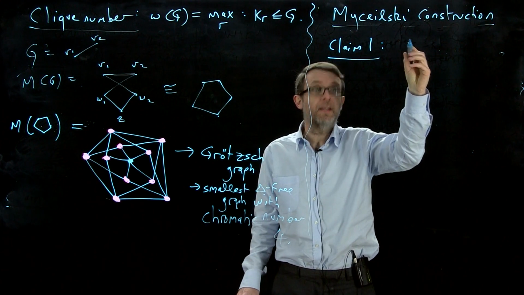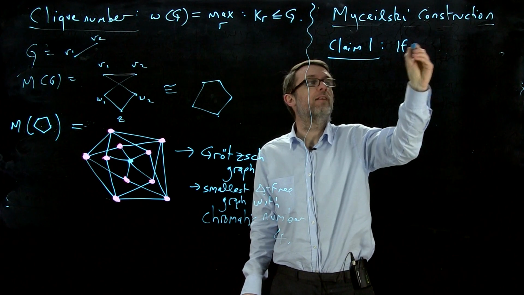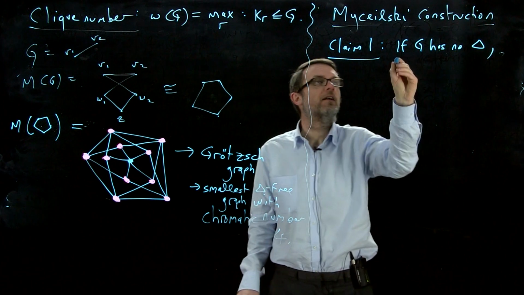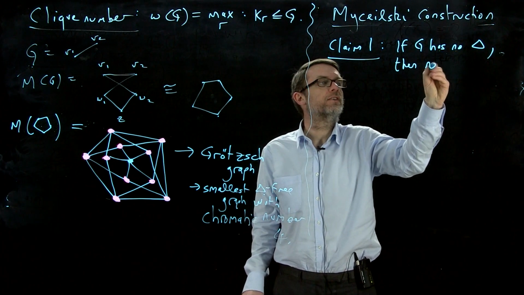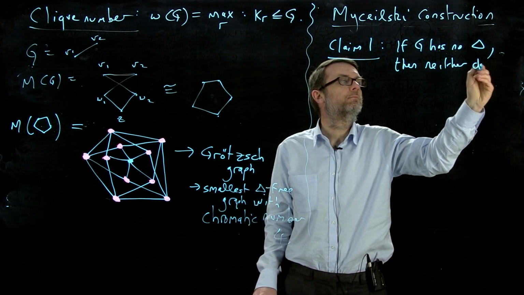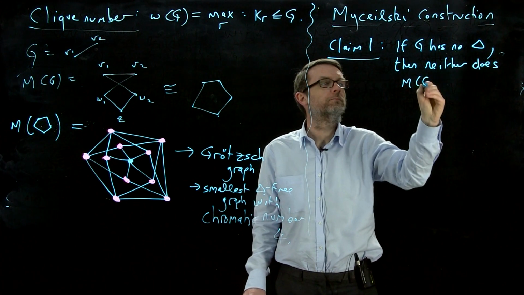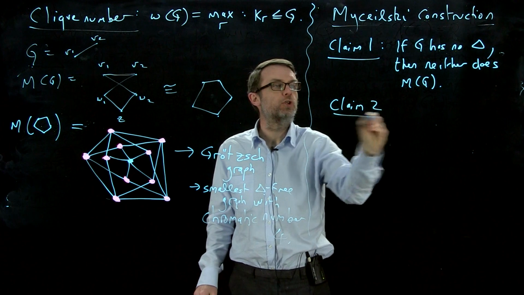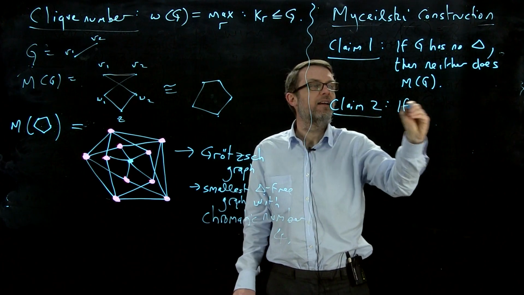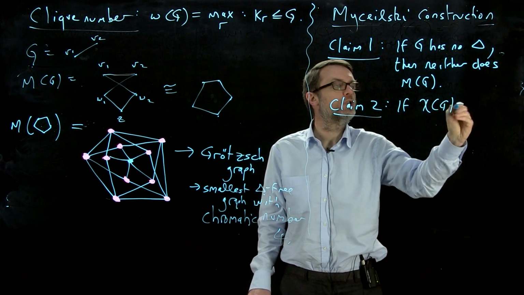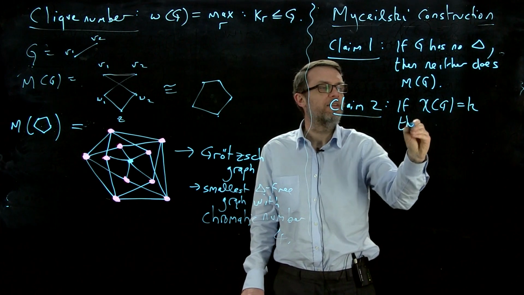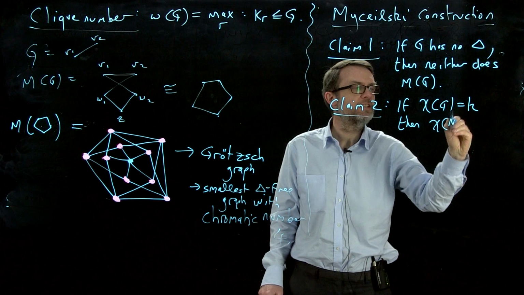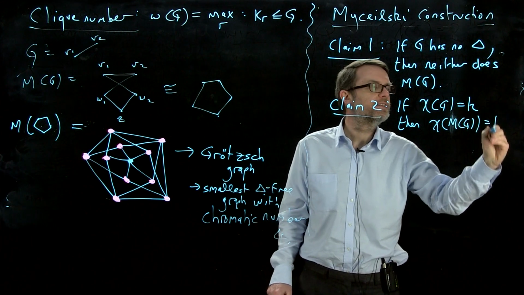So claim 1 is that if G has no triangle, then neither does M of G. And claim 2 is that if the chromatic number of G is k, then the chromatic number of the Mycielskian of G is k plus 1.